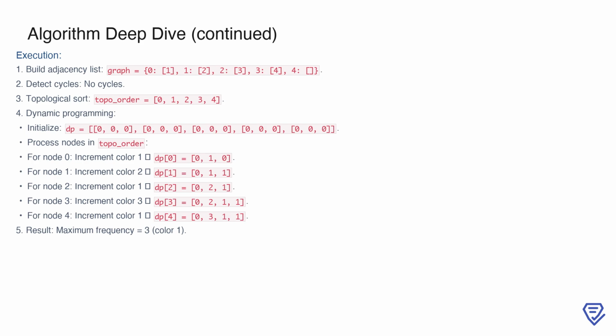Processing nodes in the topological order, we start with node 0. Its color is 1, so we increment dp[0][1] to 1. For node 1, its color is 2, so we increment dp[1][2] to 1 and propagate the frequencies from node 0. Repeating this process for all nodes, we eventually update the dp table to reflect the maximum frequencies for each color along all valid paths. Finally, the result is the maximum value in the dp table, which in this example is 3, corresponding to color 1. This demonstrates how the algorithm efficiently solves the problem while respecting all constraints.